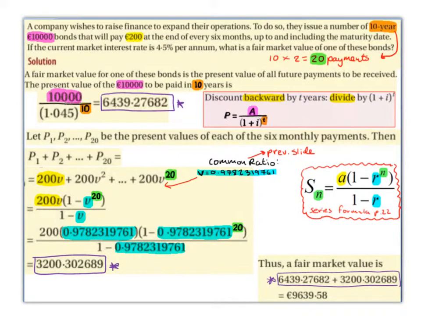So we need to swap the V's for 0.9782319761, which we got from the previous slide. And then we basically just put all of this into the calculator and we end up with 3,200.302689. Thus, a fair market value is this plus this, which is €9,639.58.